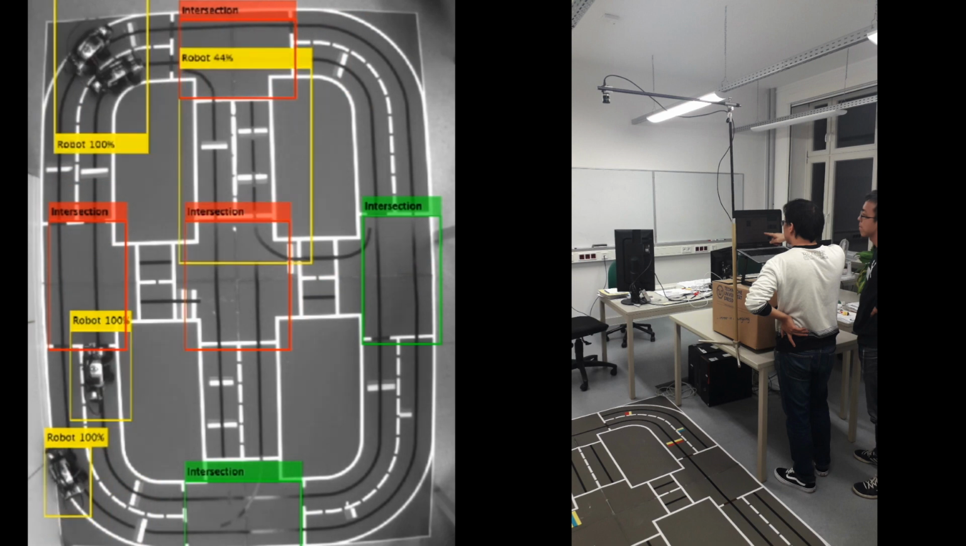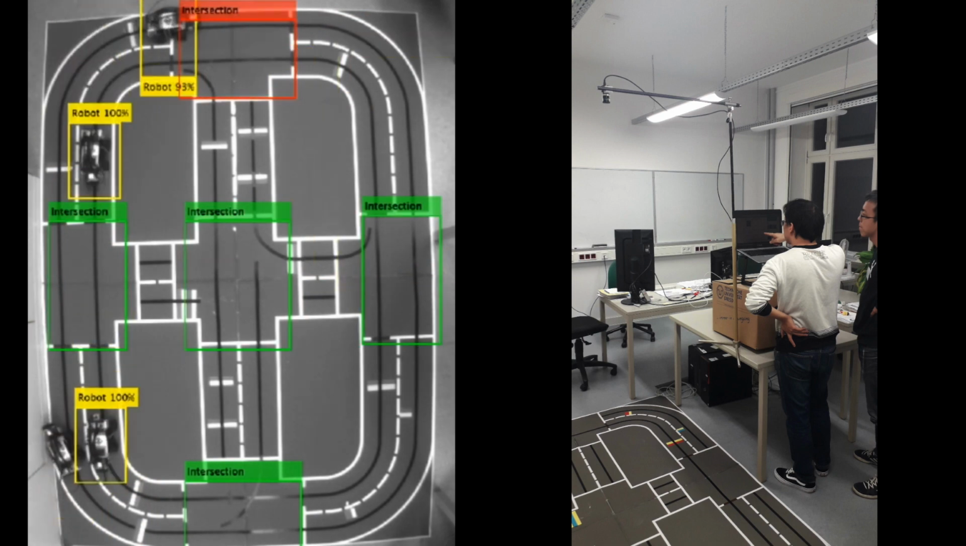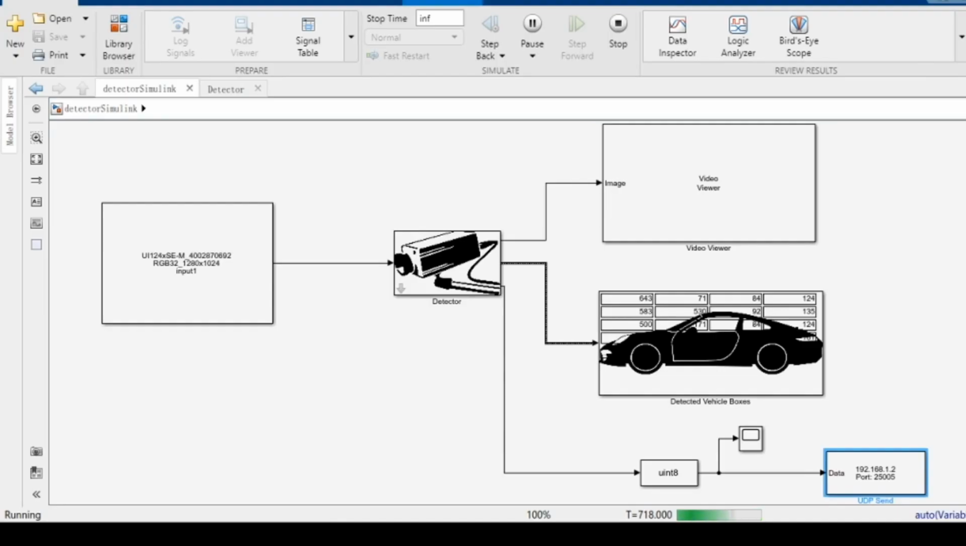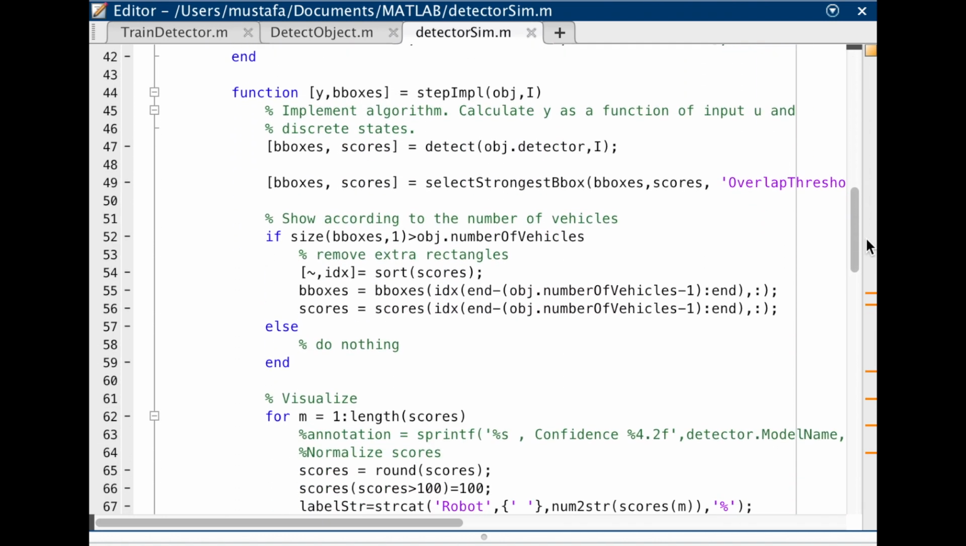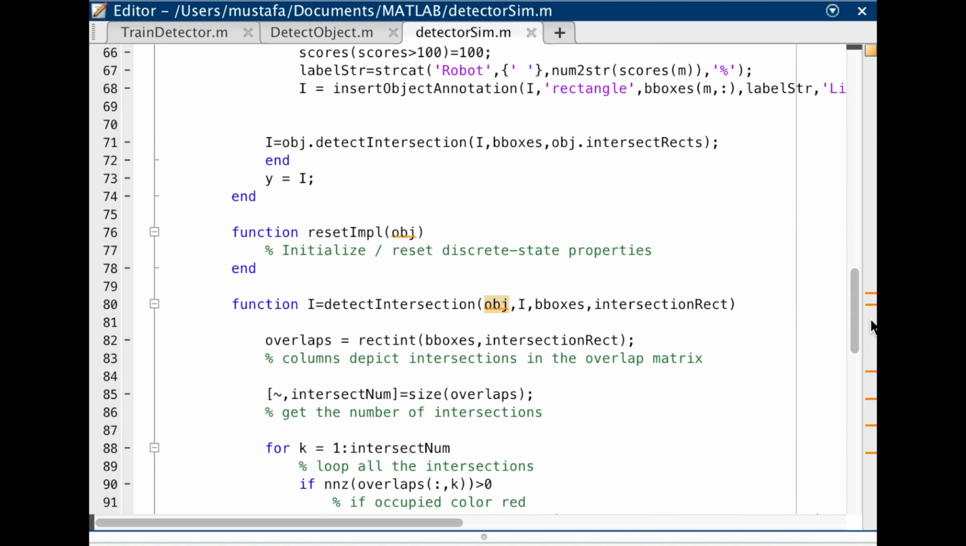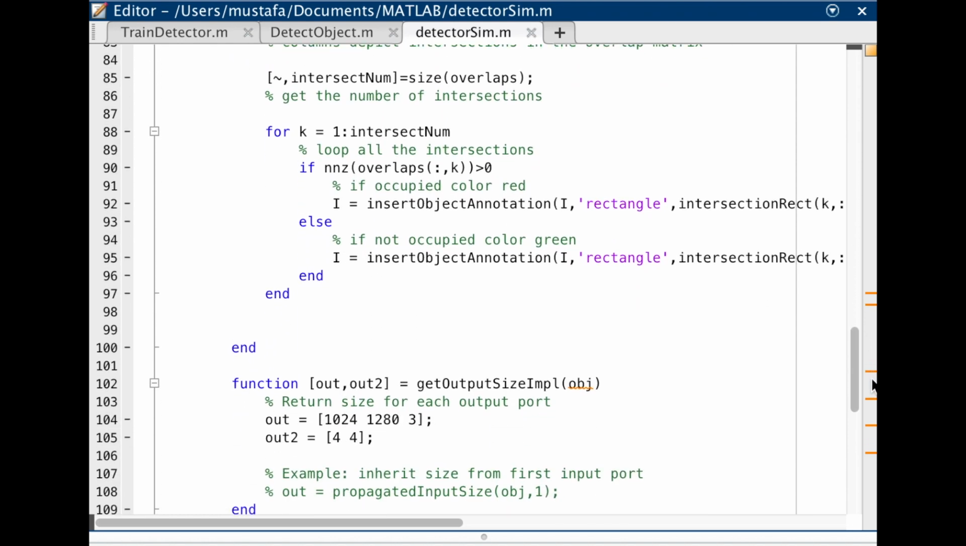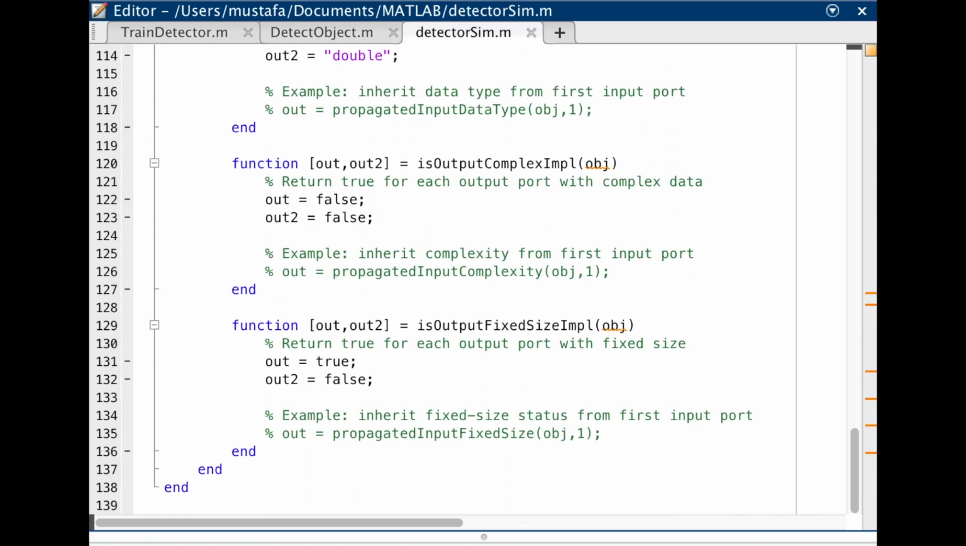We have identified the coordinates of the intersections according to the map and then used the occupancy of the boxes to send information about which intersections contain at least a vehicle at any sample time. In the future, we plan to train our detector to identify intersections for custom maps and also detect collisions between vehicles. To use the detector algorithm in Simulink, which was trained in MATLAB, we have inserted a MATLAB System block and run it using the interpreted execution on the workstation.